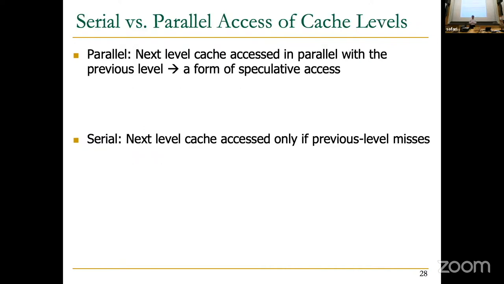Any questions? Okay, another design decision is serial versus parallel access of cache levels. So parallel means that you access the next level in parallel with the previous level. So whenever you start the access of the previous level, you also start the access to the next level. This is a form of speculative access, right? It basically is useful if you miss in the previous level, of course. So this gives you faster access to data. If the previous level misses, hopefully the next level hits. But of course, you can generalize it to n levels hierarchically, right?